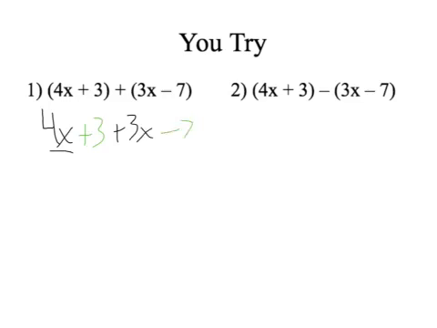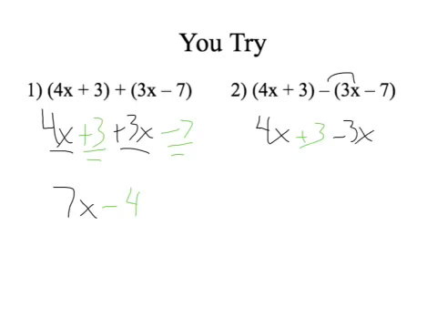I can combine my 4x plus 3x, which would give me 7x. I can combine my 3 minus 7, which is negative 4. For the second one, always drop your first parentheses. Now to distribute the negative sign, negative times 3x is negative 3x. Negative times negative 7 is positive 7. And then combine like terms, 4x minus 3x is x. 3 plus 7 is 10.